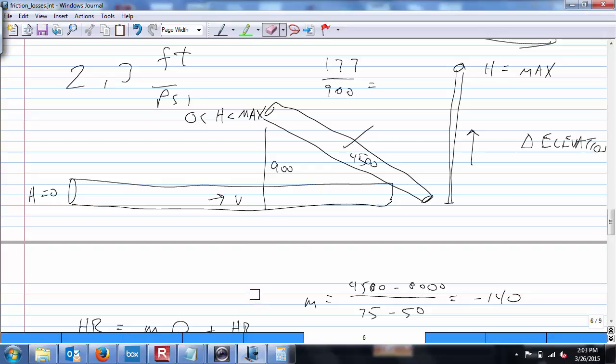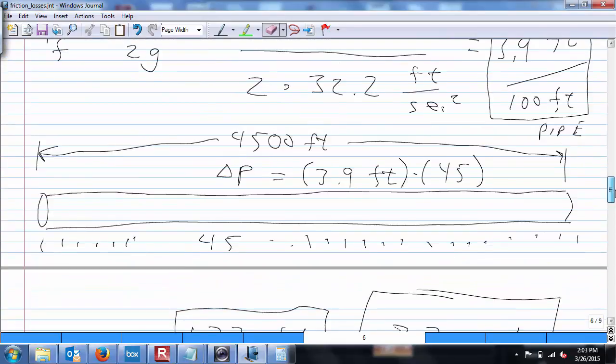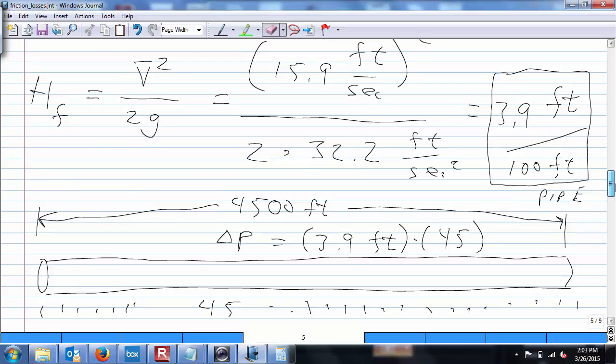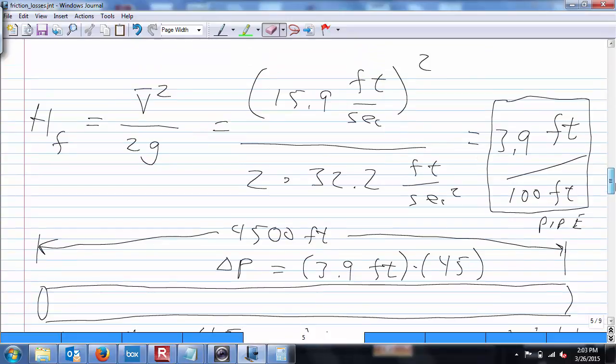So where are you getting 0.087 for the frictional head? I guess I see where you're getting. You've got your velocity up top squared, and that's divided by 2 times gravity, 32.2. And that's per 100 feet. So you have to figure out, there's 45 of those 100 feet in there.